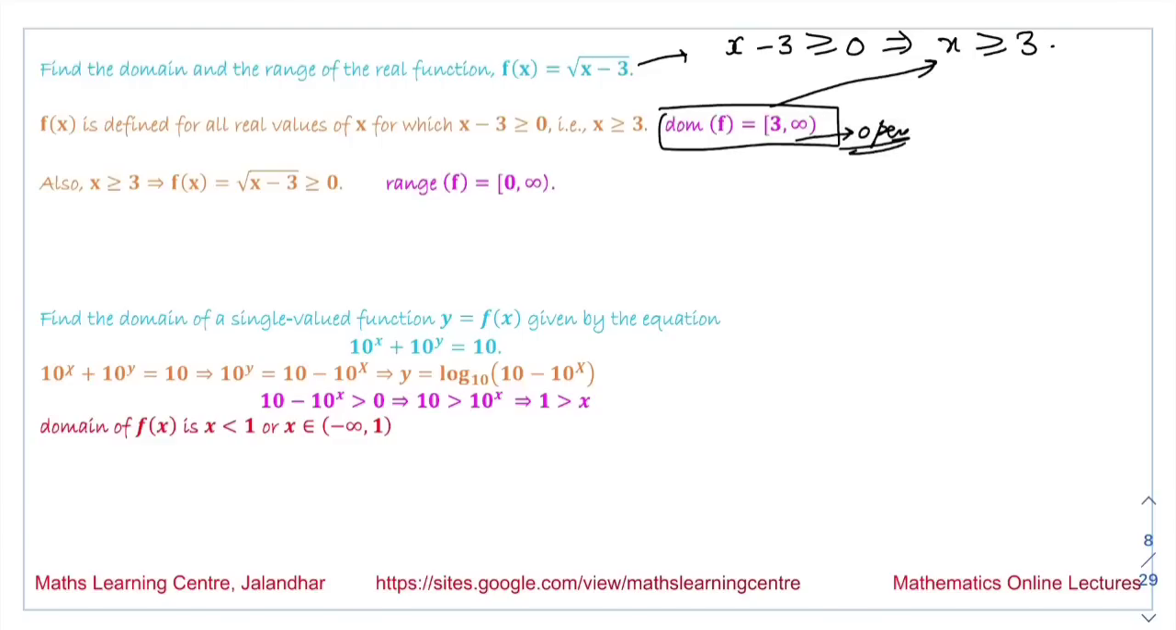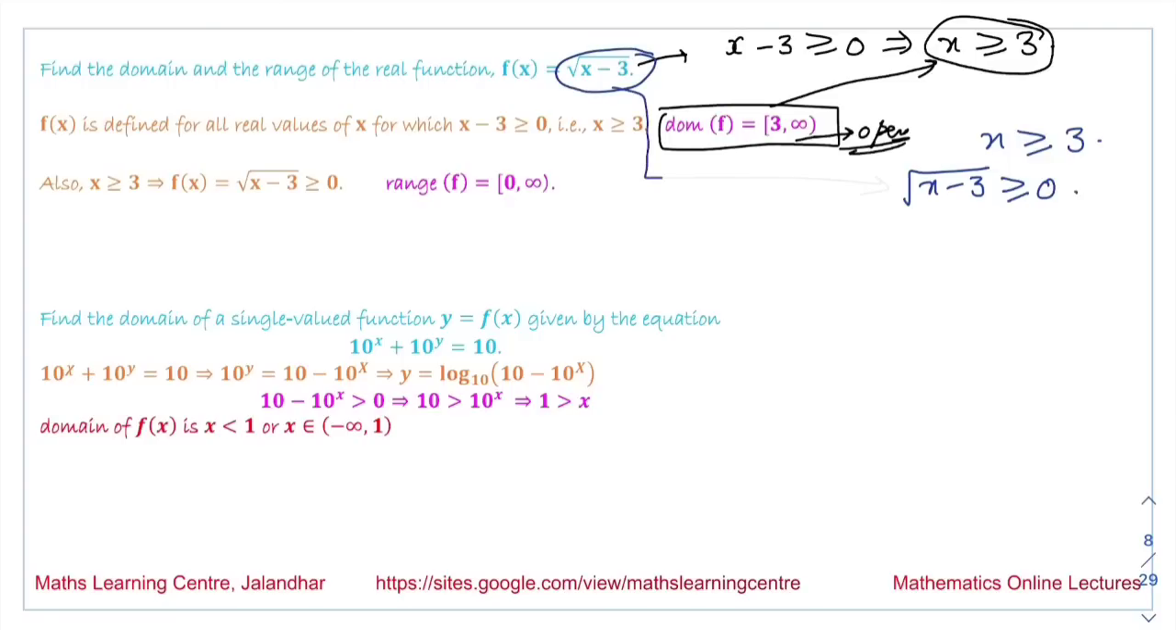Next we have to tell the range of this function. So for x greater than equal to 3, this is the domain we are saying. For x greater than equal to 3, x minus 3 is greater than equal to 0. So square root of x minus 3 is also greater than equal to 0. It means for the values of x, this function can have values greater than equal to 0. So the range of this function will be closed interval 0 to infinity. Why is it closed? Because it is greater than equal to 0.